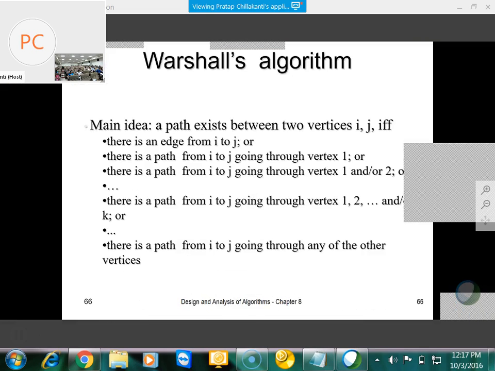What's the main idea here? The main idea is that you are going to see if there's a path between two vertices: if there's an edge from i to j, meaning a direct edge, or there's a path from i to j going through some other vertex. Okay? That's vertex 1, vertex 2, and so on. That's the main idea there. Okay?